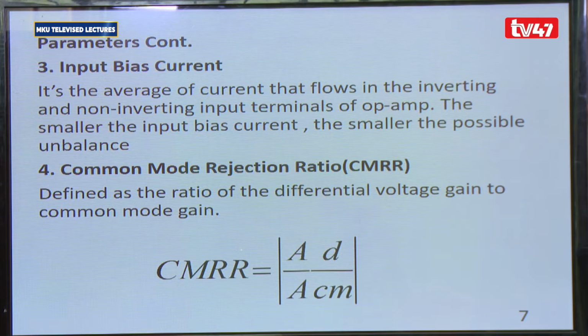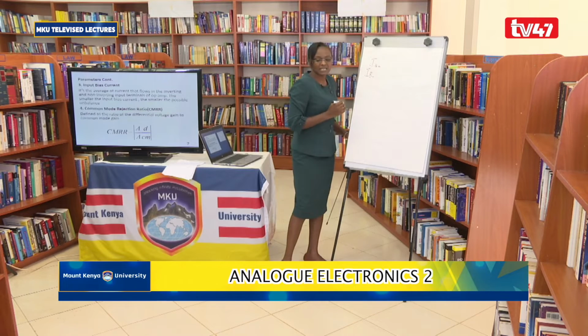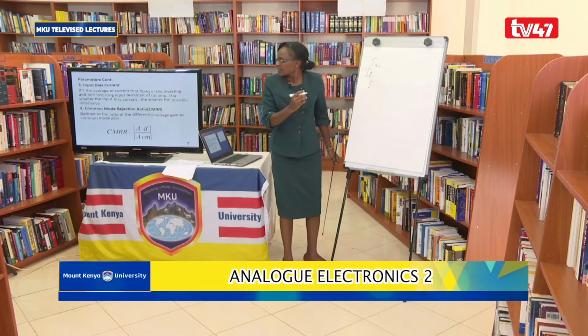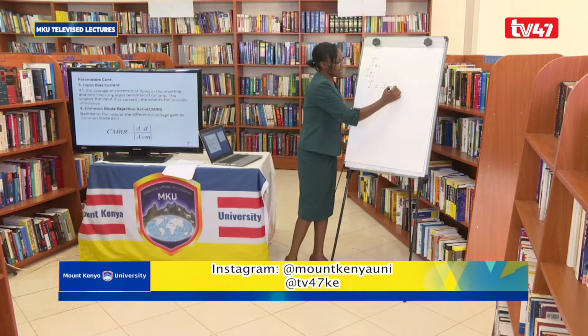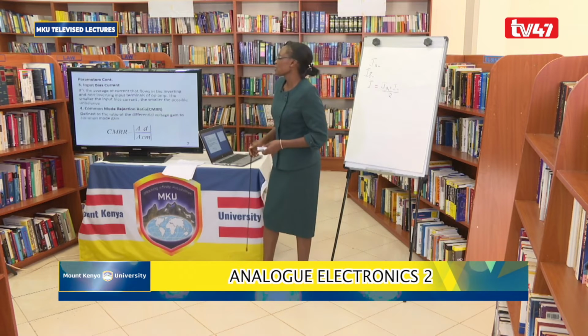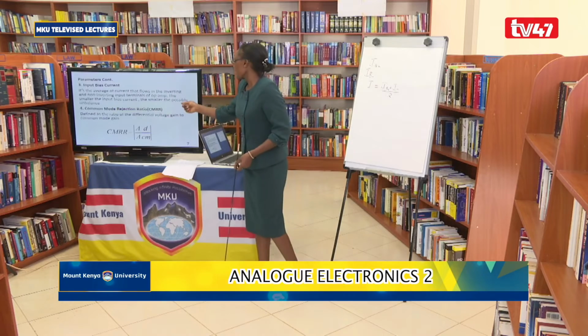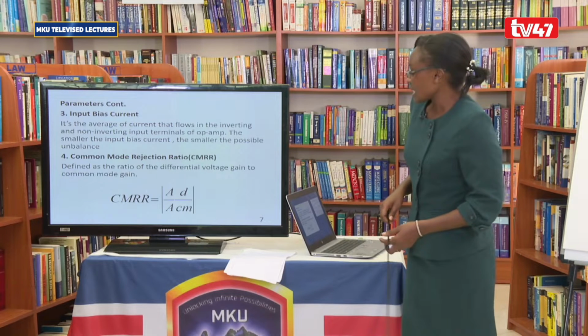Basically, if we have IB in the inverting terminal and IB in the non-inverting terminal, then the input bias current, you can call it IB, is equal to IB plus IB on the negative terminal, divided by 2. That will give us the input bias current. And we're saying the smaller the current, the smaller the possible unbalance.